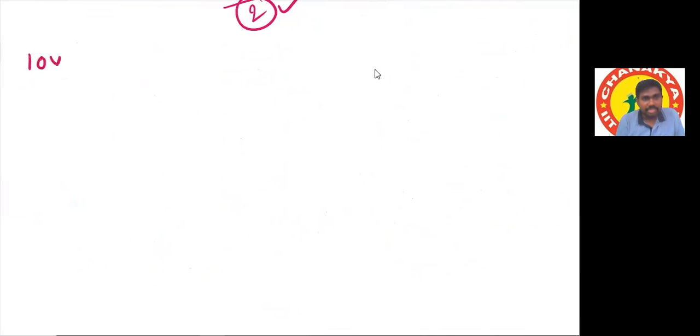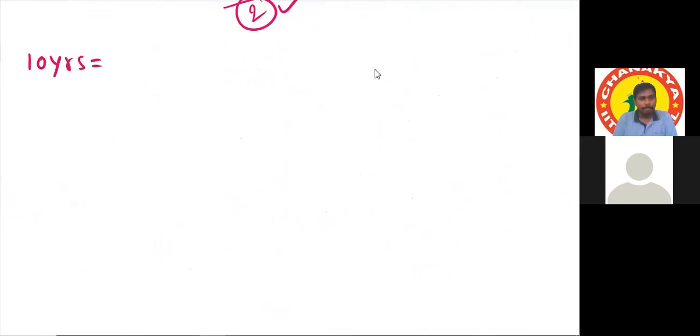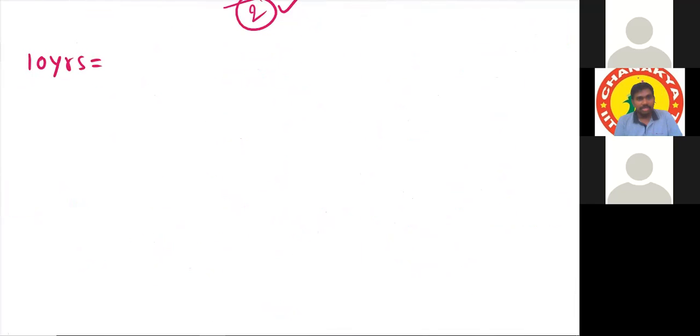Tell me, 10 years consists of how many odd days? Here, no dates are given and no year numbers are given. Directly, you can say two leap years and eight normal years. Very good. 10 years consists of 2 leap years and the remaining 8 normal years.